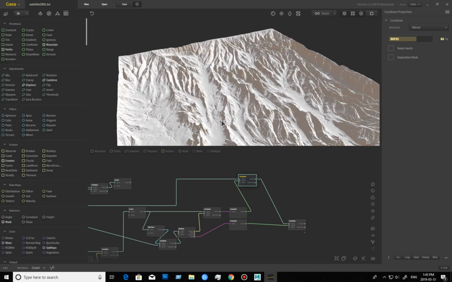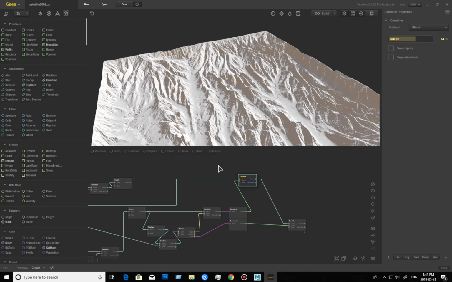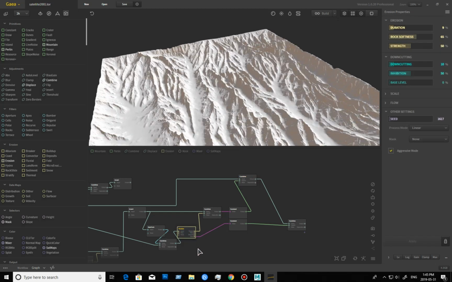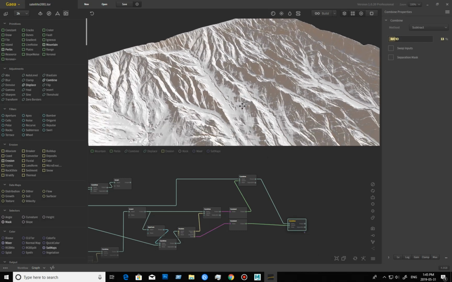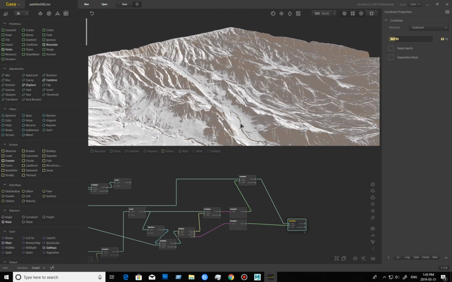So the last thing to do was I'd like to get some little rivers in there, and I went ahead and took the flow from the erosion and I just subtracted that flow. Blink. And that's it. And there's my terrain.